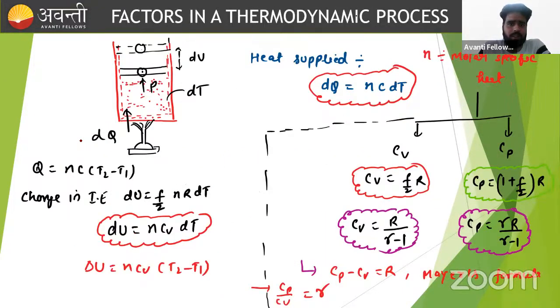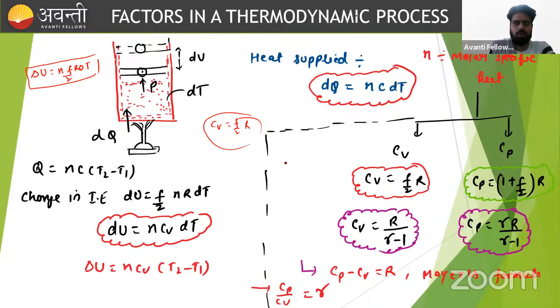Let's move to the next section. We already know, from the previous KTG, that internal energy is always written as nF by 2 R delta T. What is F by 2? That is also known as F by 2 R, which is known as CV.